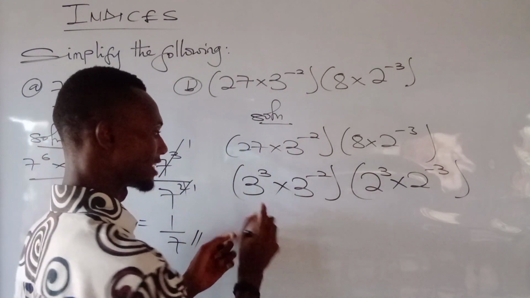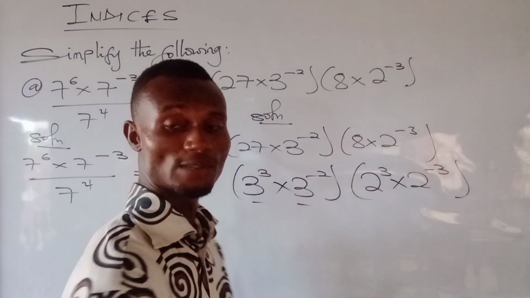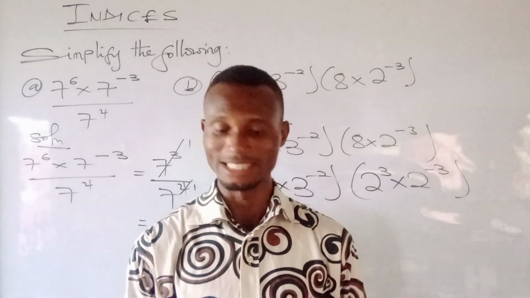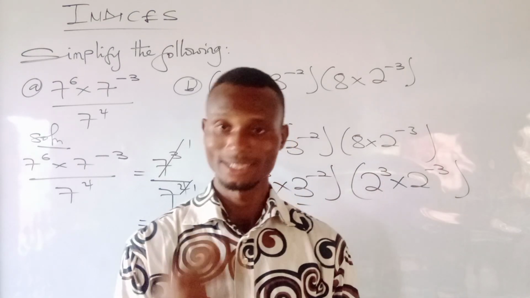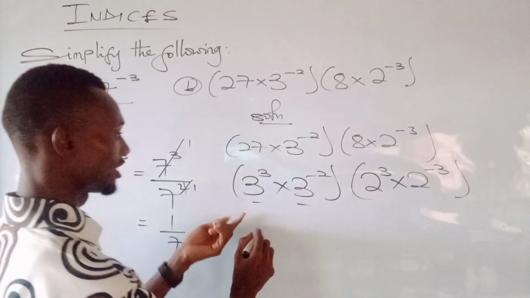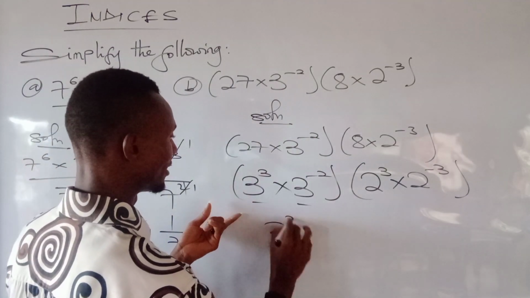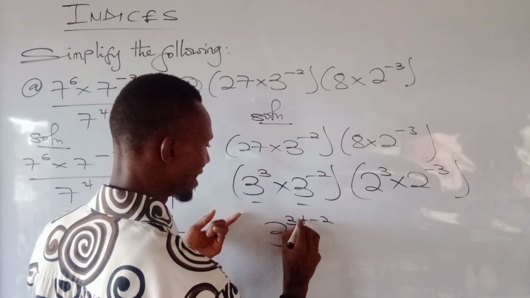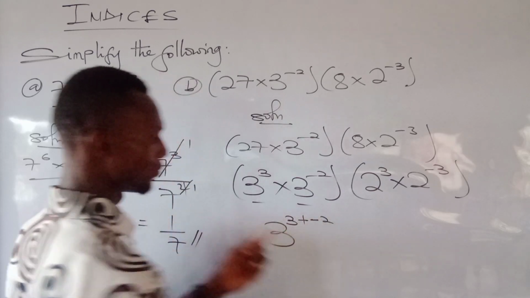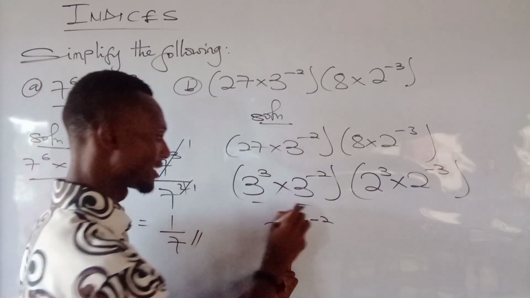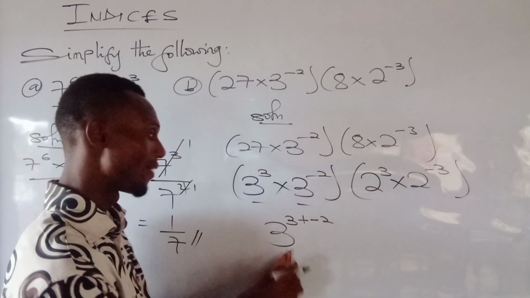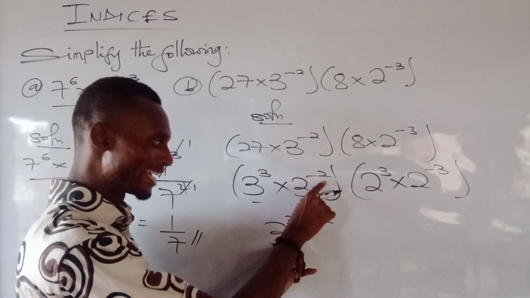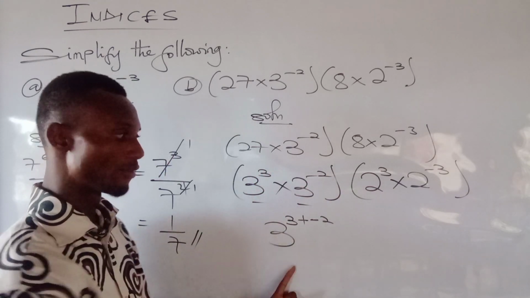Okay, now let's go ahead and simplify this one. What is in the bracket? Now the bases are the same. They are multiplying, so we apply the multiplication law of indices, which says that if the bases are the same and they are multiplying, we add the powers. So now this is going to be 3 to the power 3 plus negative 2. Please hope you agree with me. Because the bases are the same and they are multiplying, we add the powers. So 3 to the power, this is the power 3, which is here, plus this negative 2. Are you getting it? So that's how we go about it.